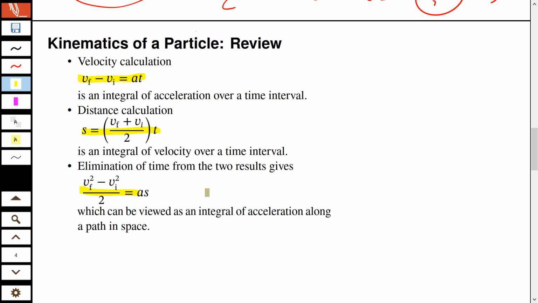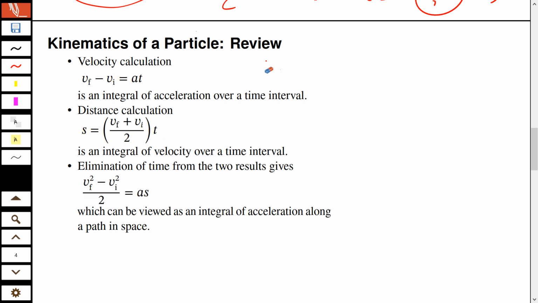Can somebody recall the condition for all these three equations? Which type of motion is described by these three equations? What was the condition? Constant what? Yeah, constant acceleration. You can see this a in the equations.